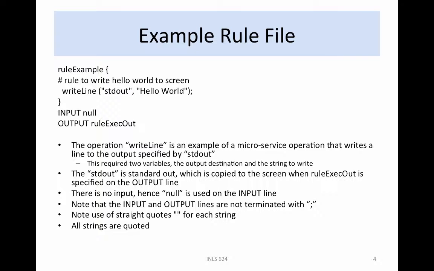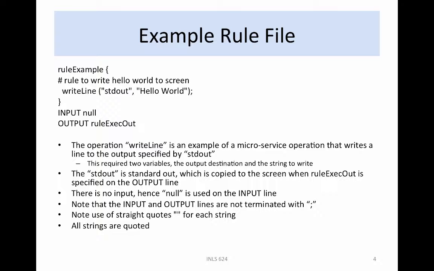This rule has the name ruleExample. It has a comment line describing the purpose of the rule. It calls one microservice, the WriteLine microservice, to output the string hello world to the screen. Note that the WriteLine microservice has two arguments, a string specifying where the results will be written, standard out, and the string that is output.